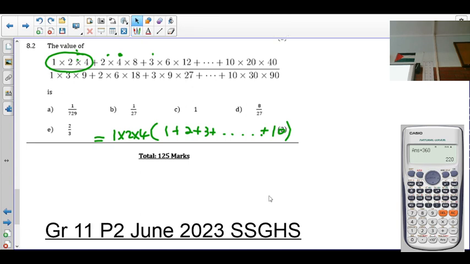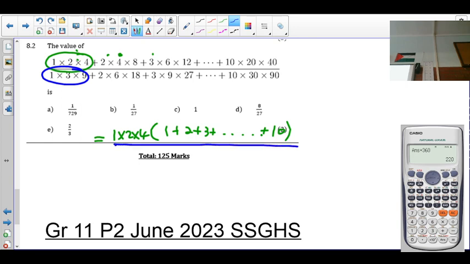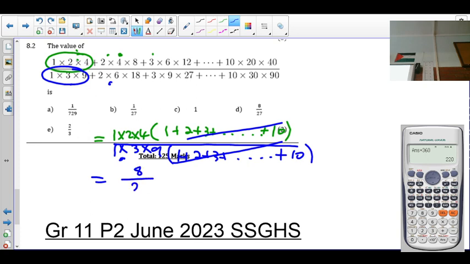Let's look at the denominator. What is common here? You got 1 times 3 times 9. So if I multiply this by 1, I get the first one. If I multiply by 2, I get the second. If I multiply this by 3, it's going to be 3, 9, and 27, and so on. If I multiply by 10, I get 10, 30, and 90. So which means to say that's going to be 1 plus 2 plus 3 plus up to 10. So what do you notice now? Hang on. That cancels. So what do I have? 8 over 27. Which makes the answer D.